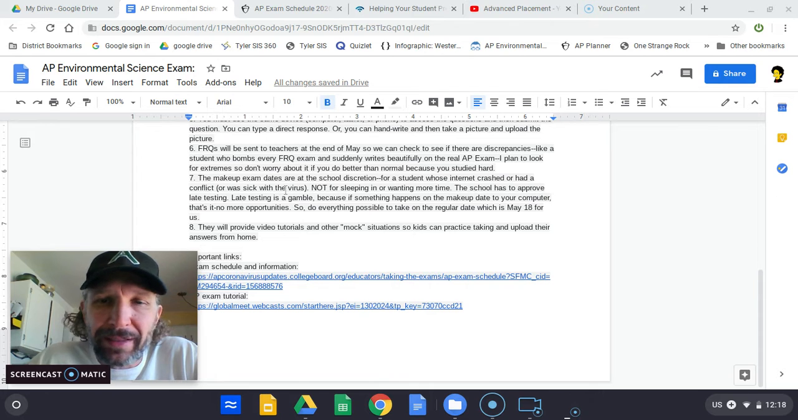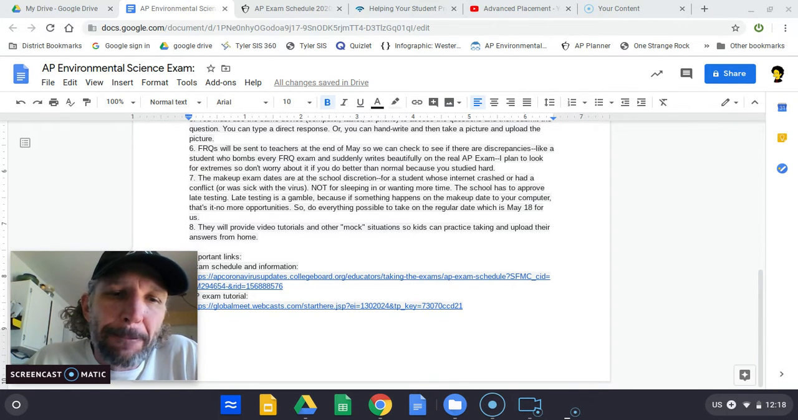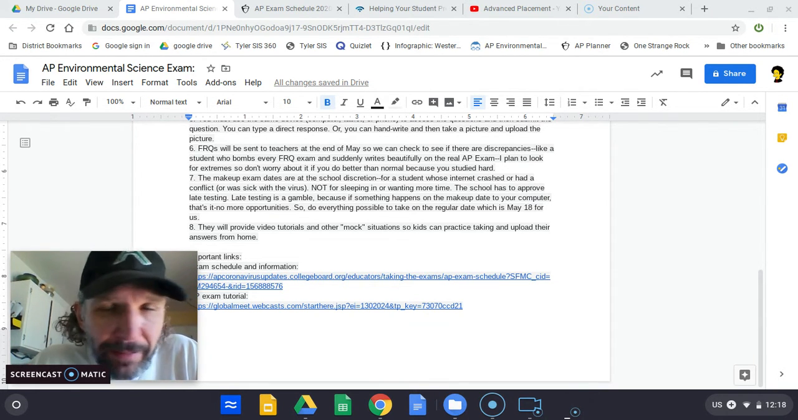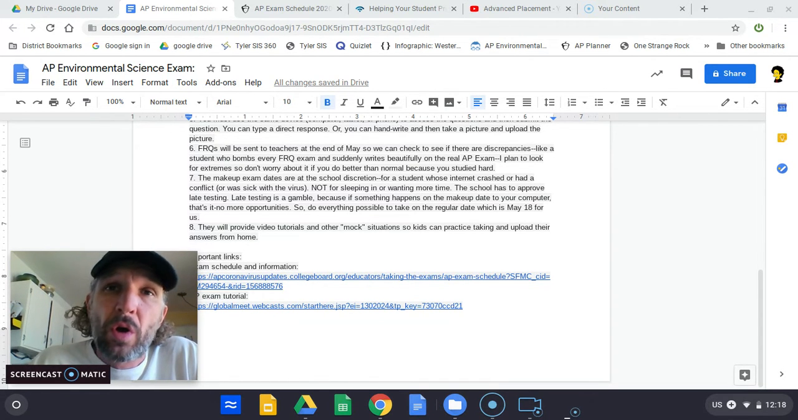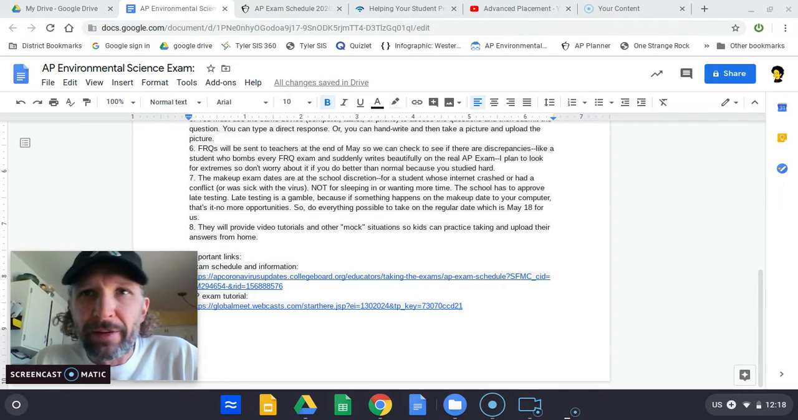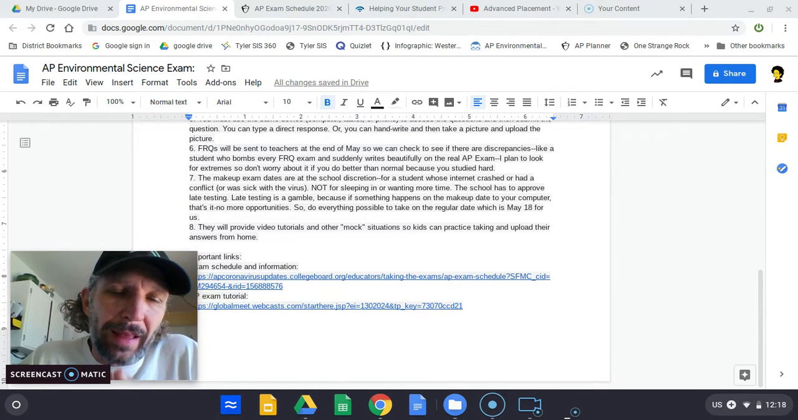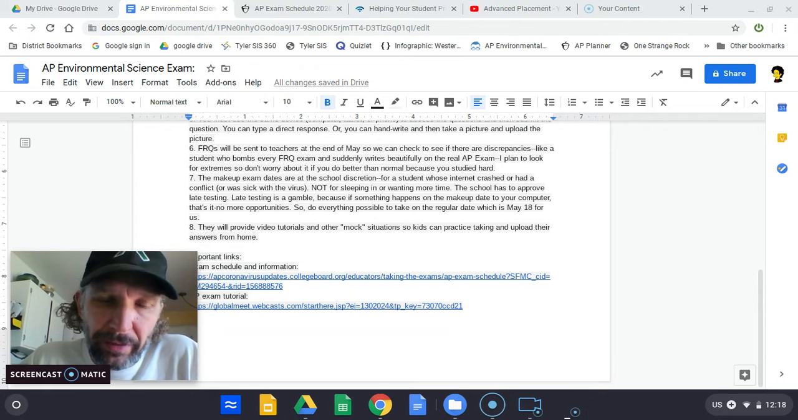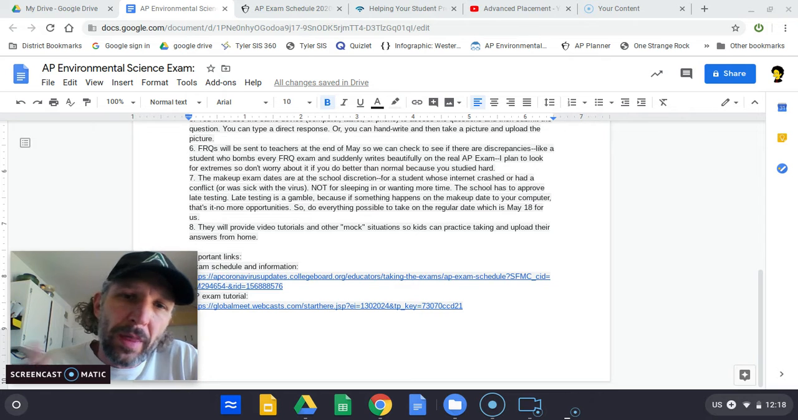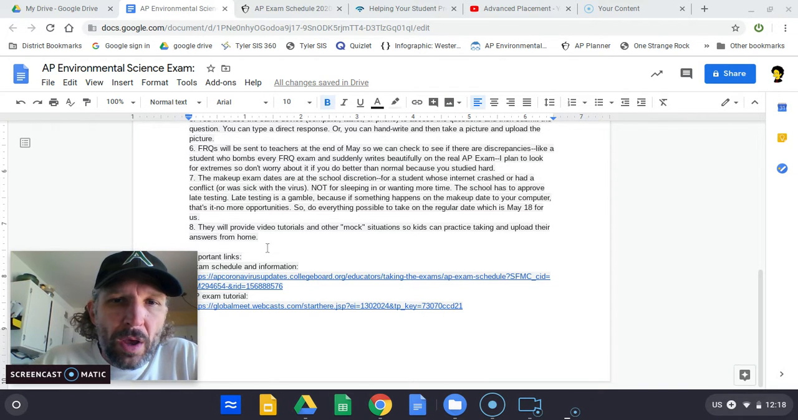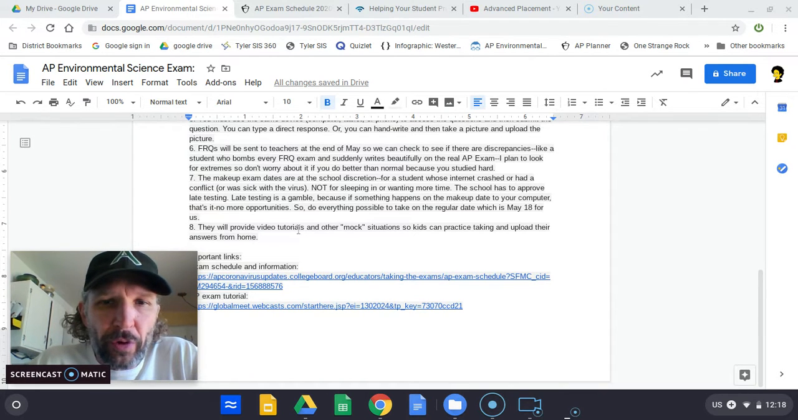Makeup exam dates. There is a makeup exam date, but the only reason you're going to be taking that is if you're sick with the virus or if you have a computer failure that makes it so you can't take the regular exam. If your computer crashes in the middle of it and you weren't able to upload, then you could take that makeup exam. So number 8, they'll provide video tutorials and other mock situations so you can practice taking and uploading your work from your phone.